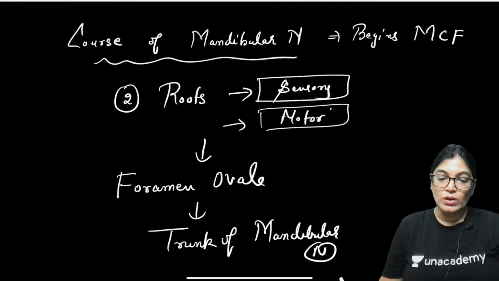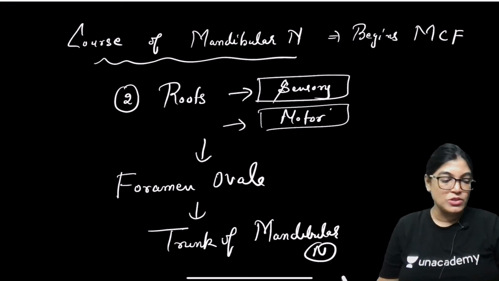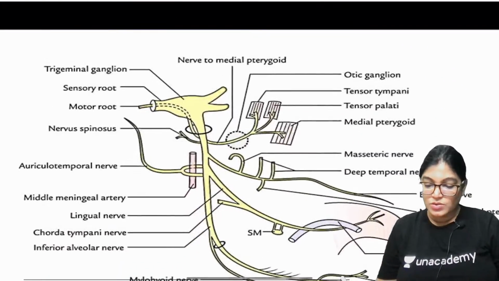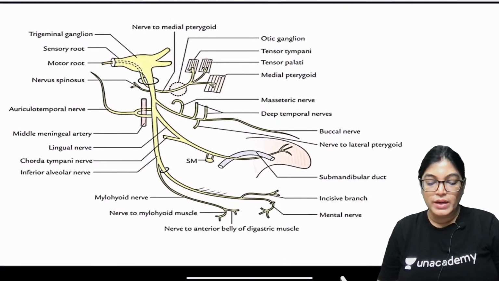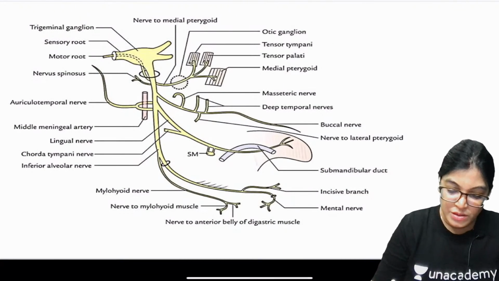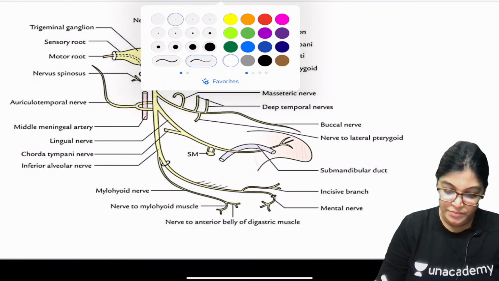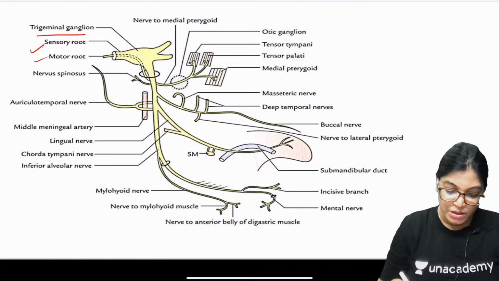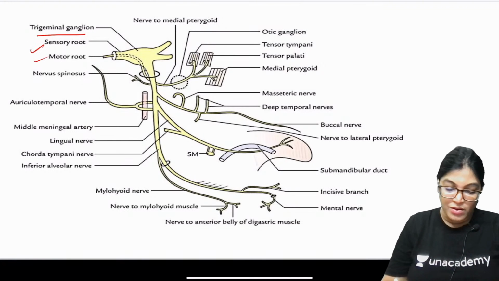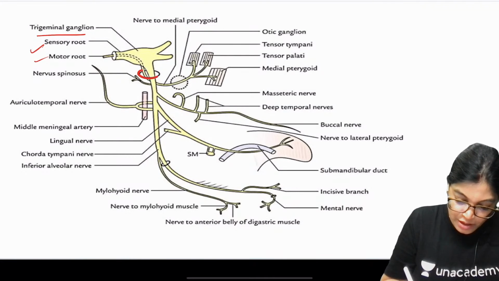And you have to know what the direct branches from the trunk of the mandibular nerve are. So firstly I would like to show this schematic diagram of the branches of the mandibular nerve. Here I show the trigeminal ganglion, the sensory and the motor roots, then the formation of the trunk of the mandibular nerve.